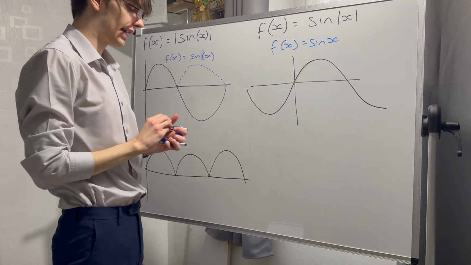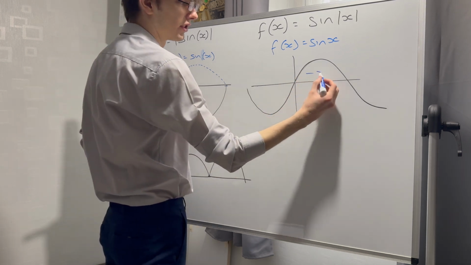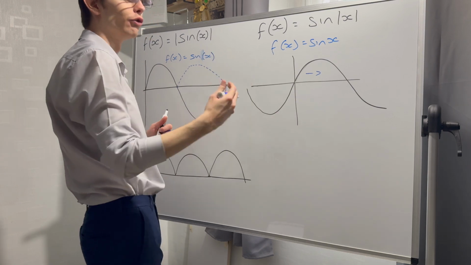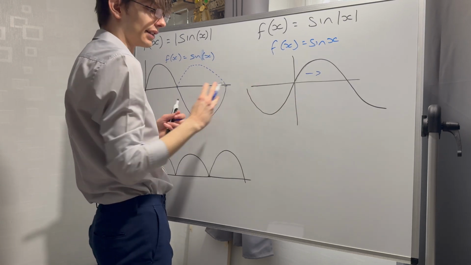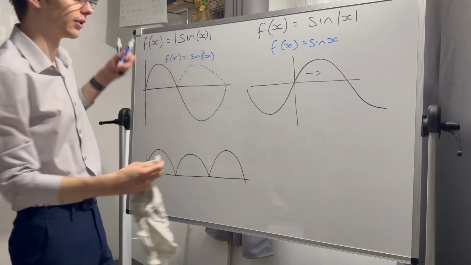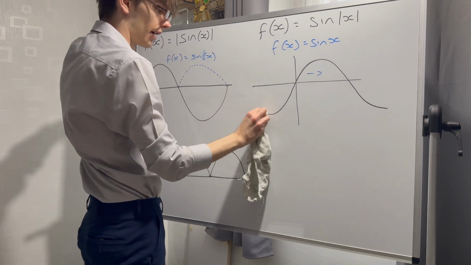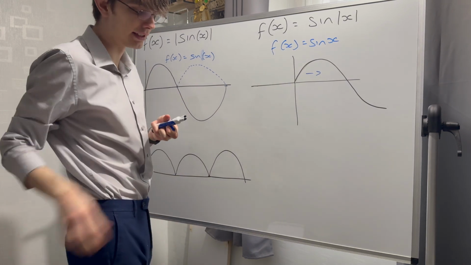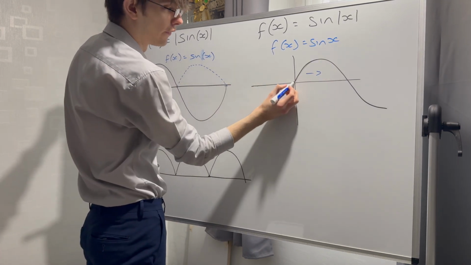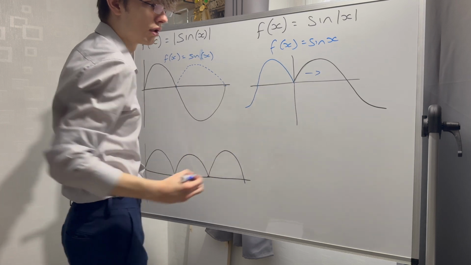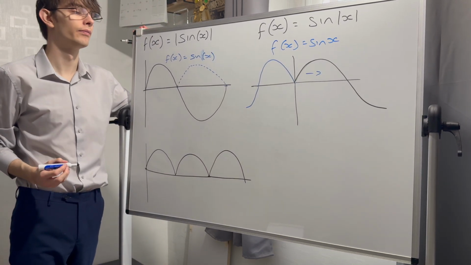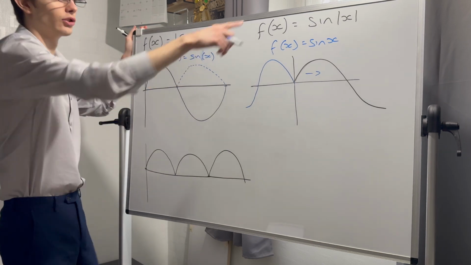Well, I take whatever is on my positive side, which is all of this stuff over here, and I reflect it in my y-axis. So once again, you should be doing this on two separate graphs, but I'm just going to rub it out here. I'm going to rub out everything where I've got an x that's negative, and I'm going to reflect my sine graph in the y-axis. And this is what this graph looks like.